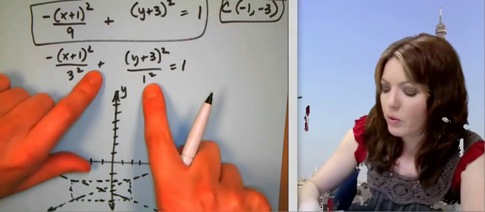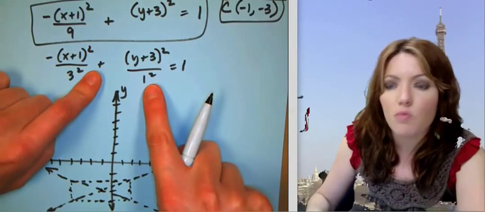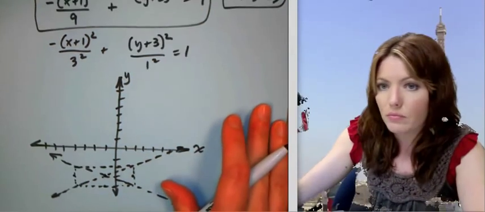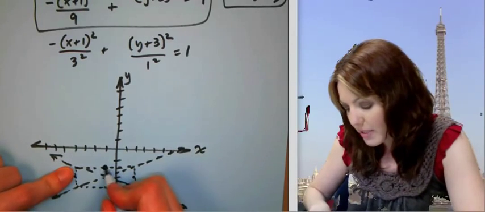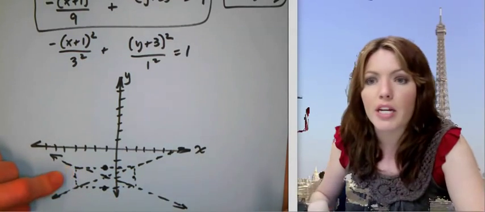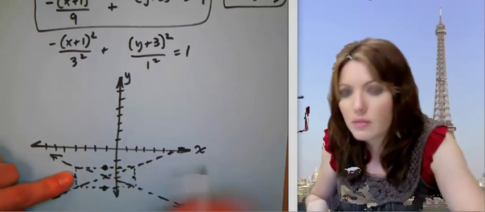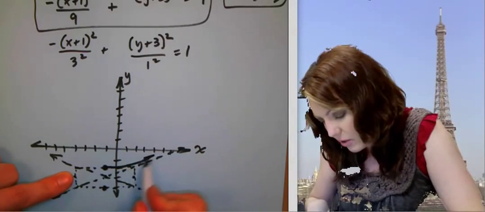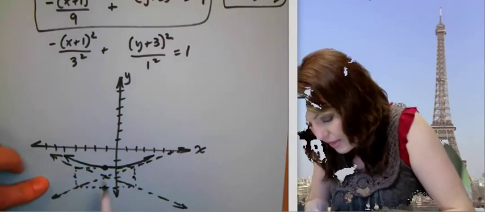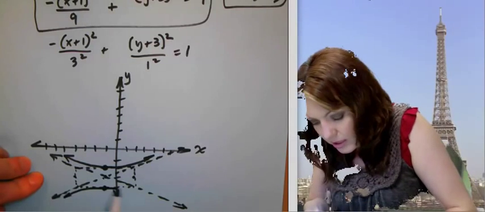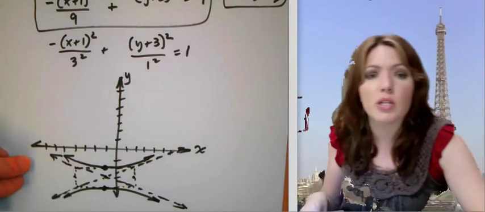Now, you can see here that the y is the positive 1, which means that the curve opens up in the up and down direction. So over here, what we end up with is a curve that goes like this. Okay, and remember you want to get really close to the asymptotes but not actually touching them.